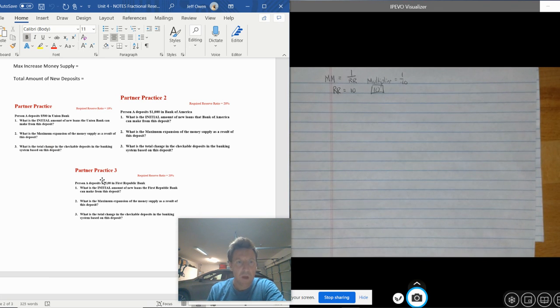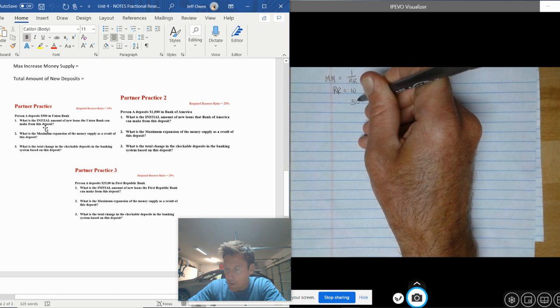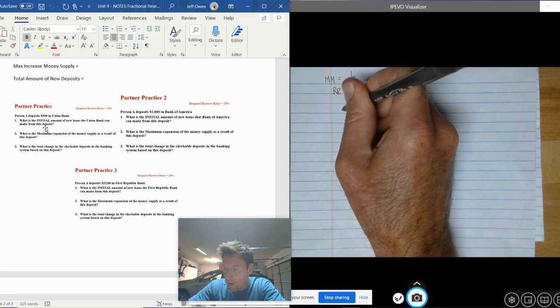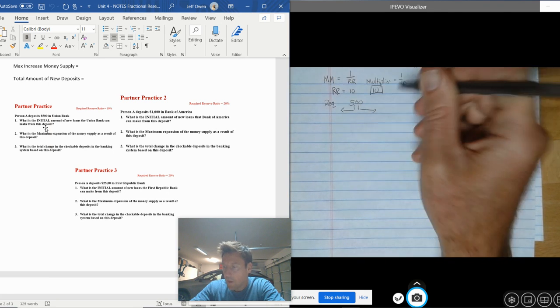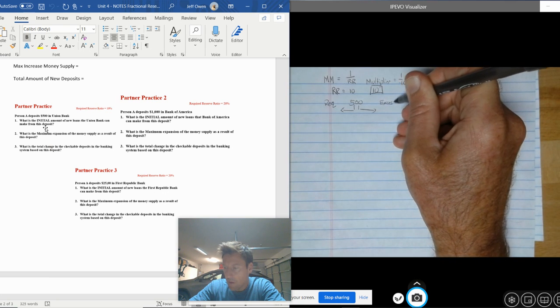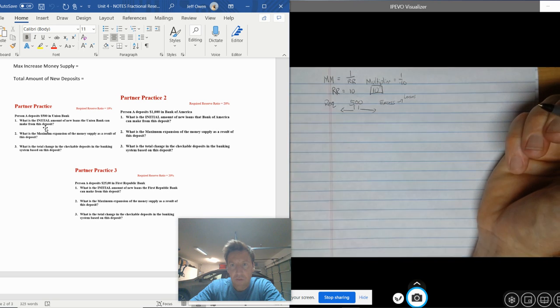So let's figure out what's going on here. Person A deposits $500 into Union Bank. What is the initial amount of new loans that the bank can make from this deposit? Okay, we don't need the multiplier for this one because it's just asking us the initial amount of new loans the bank can make from this deposit. So $500 goes into the bank. That bank has to put it in two spots if we remember. They have to put it into the required reserves and into the excess reserves. The excess reserves can later be used to make new loans and thus new money.